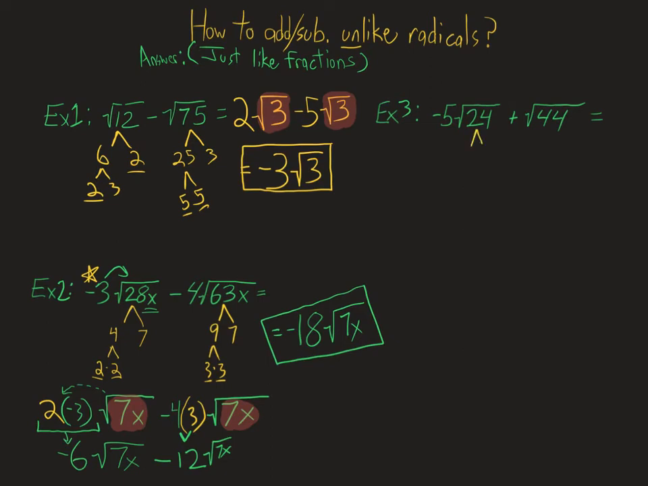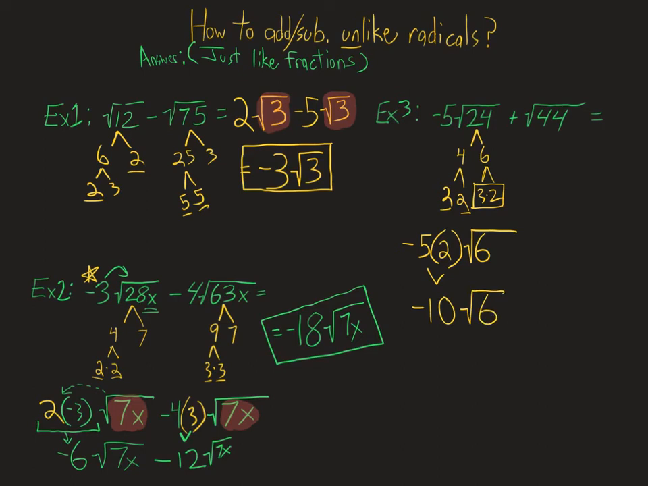Same idea. Hopefully this is starting to make sense, and you guys are getting the ability where you can kind of jump off and do this. That 4 is just a 2 and a 2. The 6 is a 3 and a 2. So I can pull out one pair of 2s onto the front. So there's the -5, and there's the 2 I pulled out. What's left underneath is that 3 times 2. There's only one of each of those, so that stays underneath as a 6. And that'll become a -10 radical 6. That's as far as we can take that one.